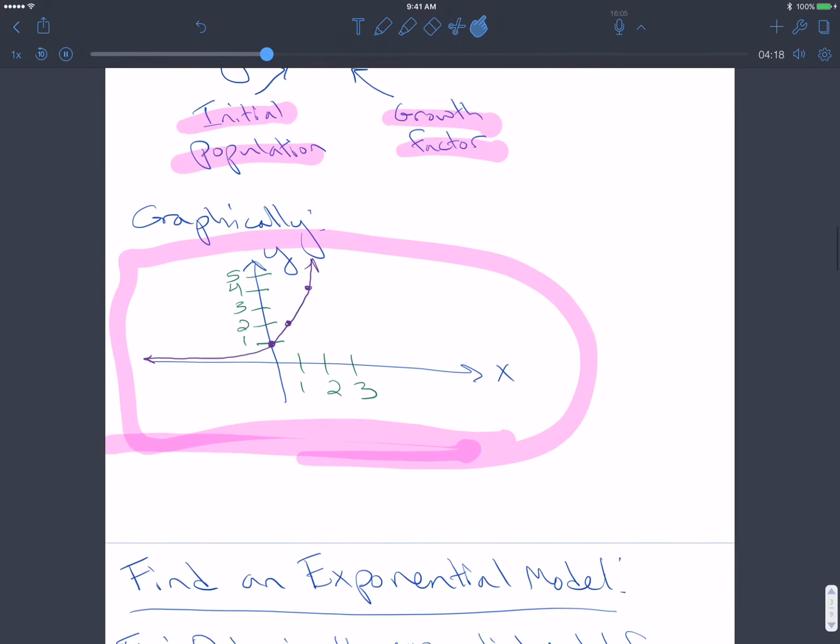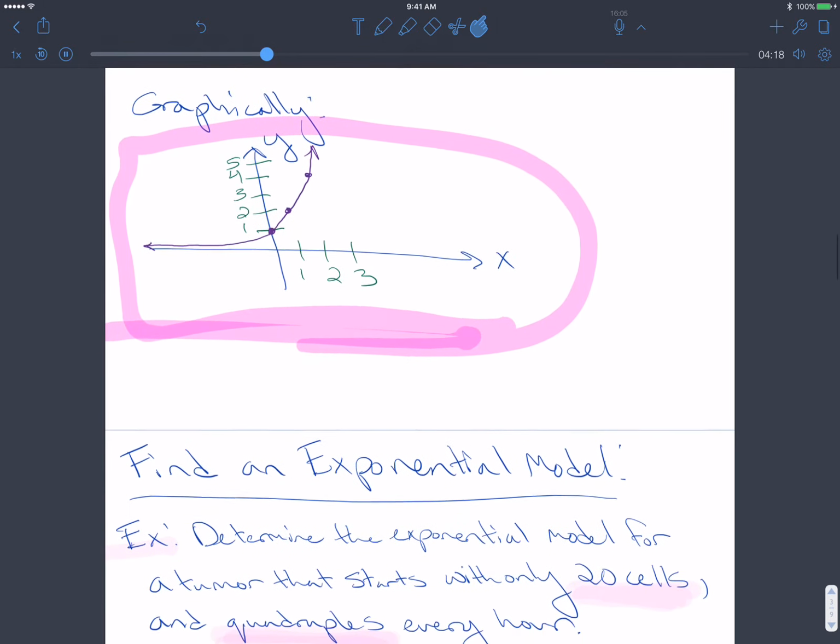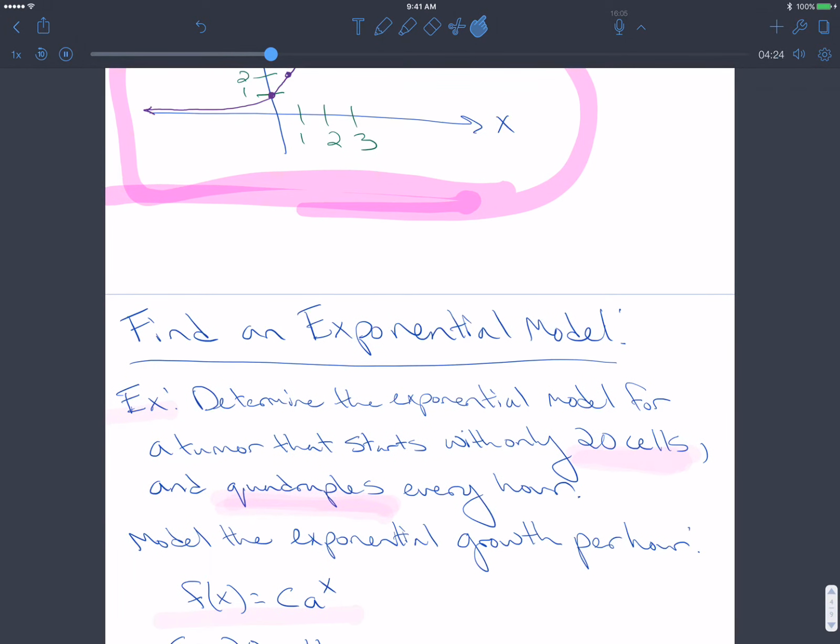Now that you have an idea of what an exponential model looks like, if I give you a problem, you can determine what the exponential model is that suits that. So for example, if we want to determine the exponential model for a tumor that starts with only 20 cells, but it quadruples every hour. So now your time is in hours, that x value. We know that it's quadrupling, which means we multiply by 4 every hour. And we initially start with 20 cells. So our initial population will be 20.